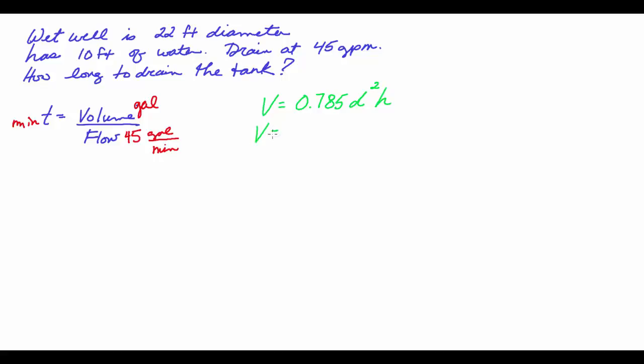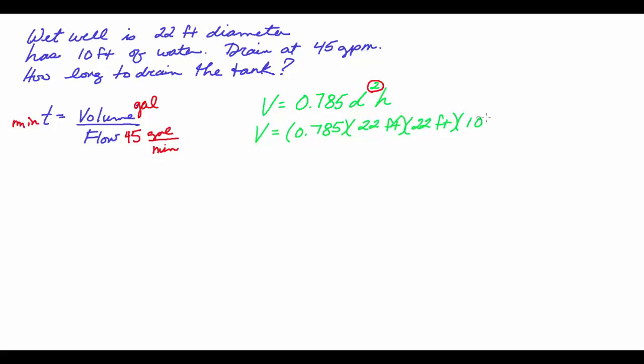And so the volume ends up being 0.785. Our diameter is 22 feet. And then because I've got this little squared term up here, that actually is telling me I need two diameters. So 22 feet times 22 feet again. And the height is going to be our water depth.